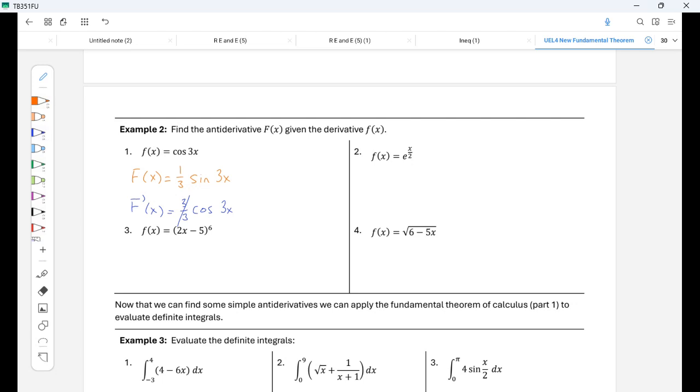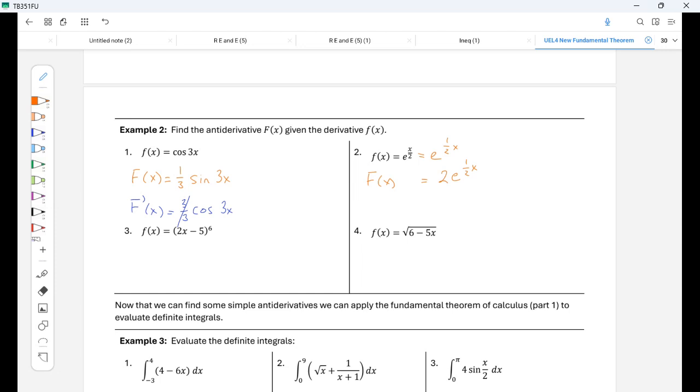F of x equals e to the x over 2. What's my coefficient in front of x there? 1/2, right? So this is the same as saying e to the 1/2 x. So I take my antiderivative as normal, a thing we've known how to do for 15 minutes now. It's still going to be e to the 1/2 x. Arguments never change. The derivative of e to the x is e to the x. But now it would be 2 because we have to divide by 1/2. So that's going to be 2 e to the 1/2 x.